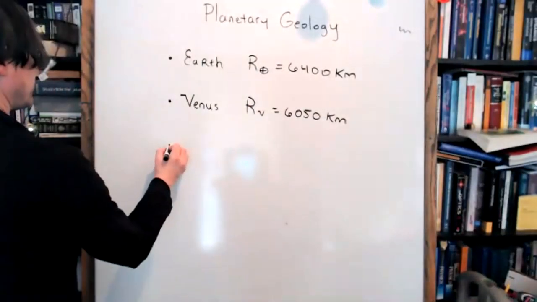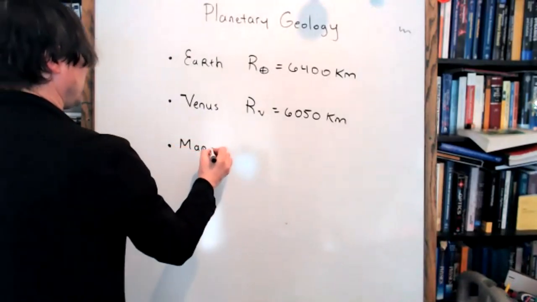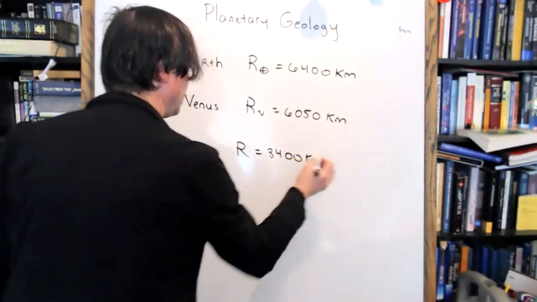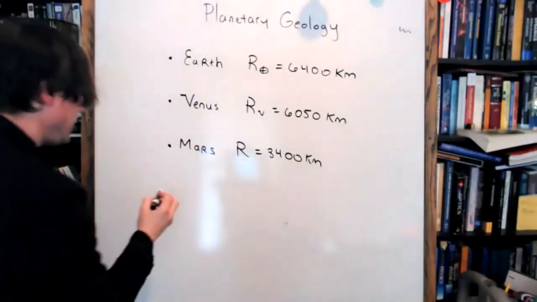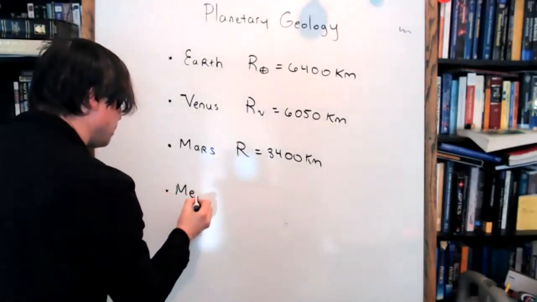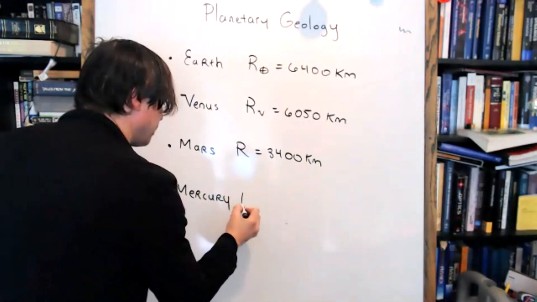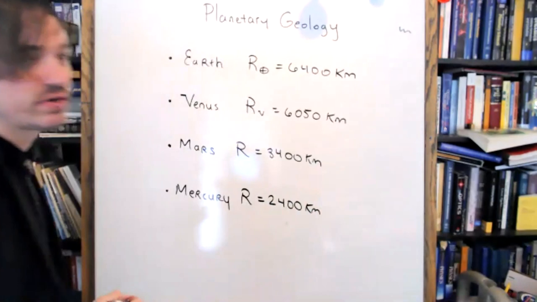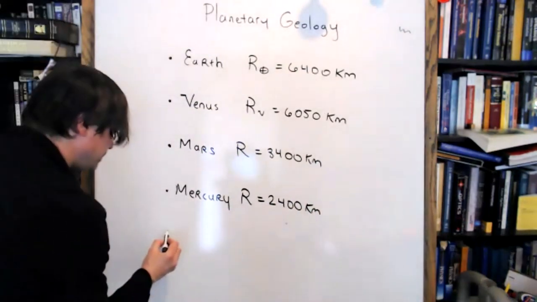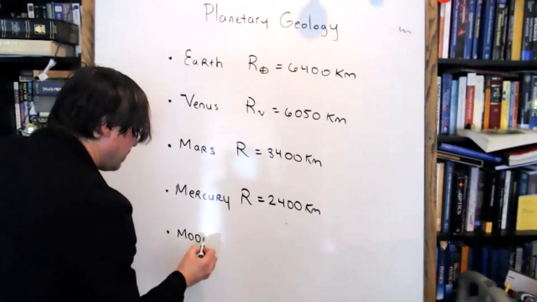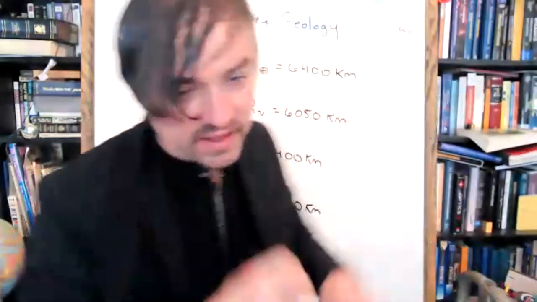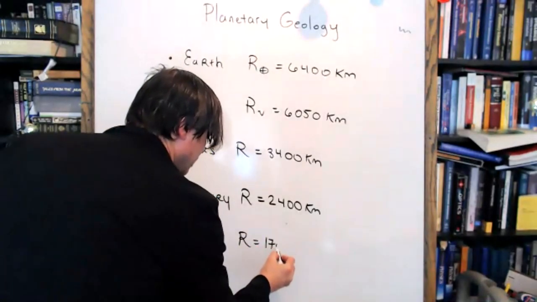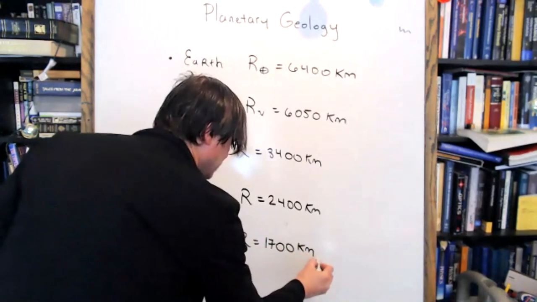The next biggest of the terrestrials is Mars, but Mars is significantly smaller. Its radius is 3,400 kilometers. Next comes Mercury. Mercury, I'm pretty sure it's 2,400 kilometers. And of course, the smallest of our terrestrial planets is the moon. Today you'll have a lab on the moon, 1,700 kilometers.